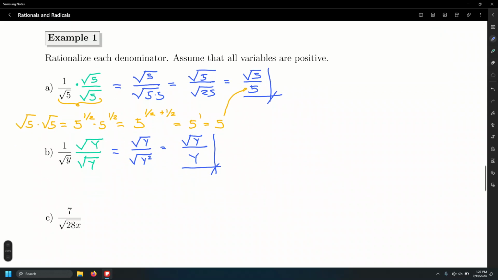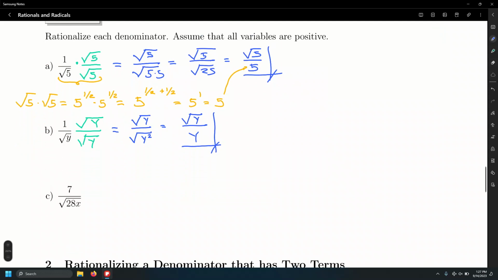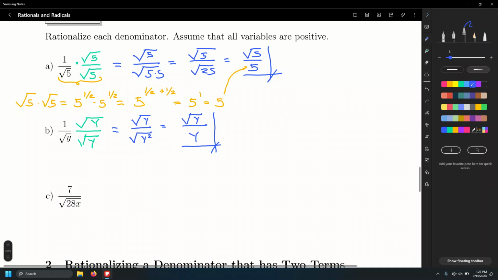All right, now be careful with something like letter C. And I know that hopefully by now you have seen the pattern, like just multiply numerator and denominator by the radical that you see in the denominator. However, check this out. Let me do it. You don't have to write this part. Let me show you what you don't want to do. So, which is precisely this.